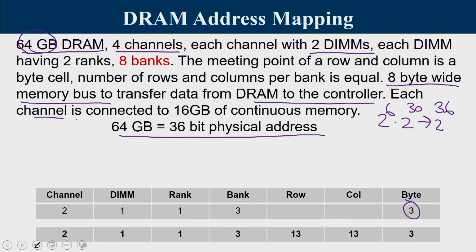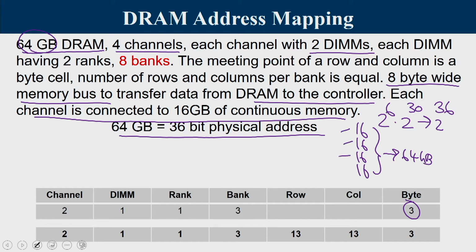Now, each channel is connected to 16 GB of continuous memory. When you have channels wherein the 16 GB of continuous memory are part of the same channel, the first 16 GB is one channel, then the next 16 GB, the third 16 GB and the last 16 GB, together they make up 64 GB. So, if this is the organization, they should differ only in the most significant bits. If the most significant 2 bits are 00, it is the first channel, then 01, 10 and 11. That is why the first 2 bits are for channels.